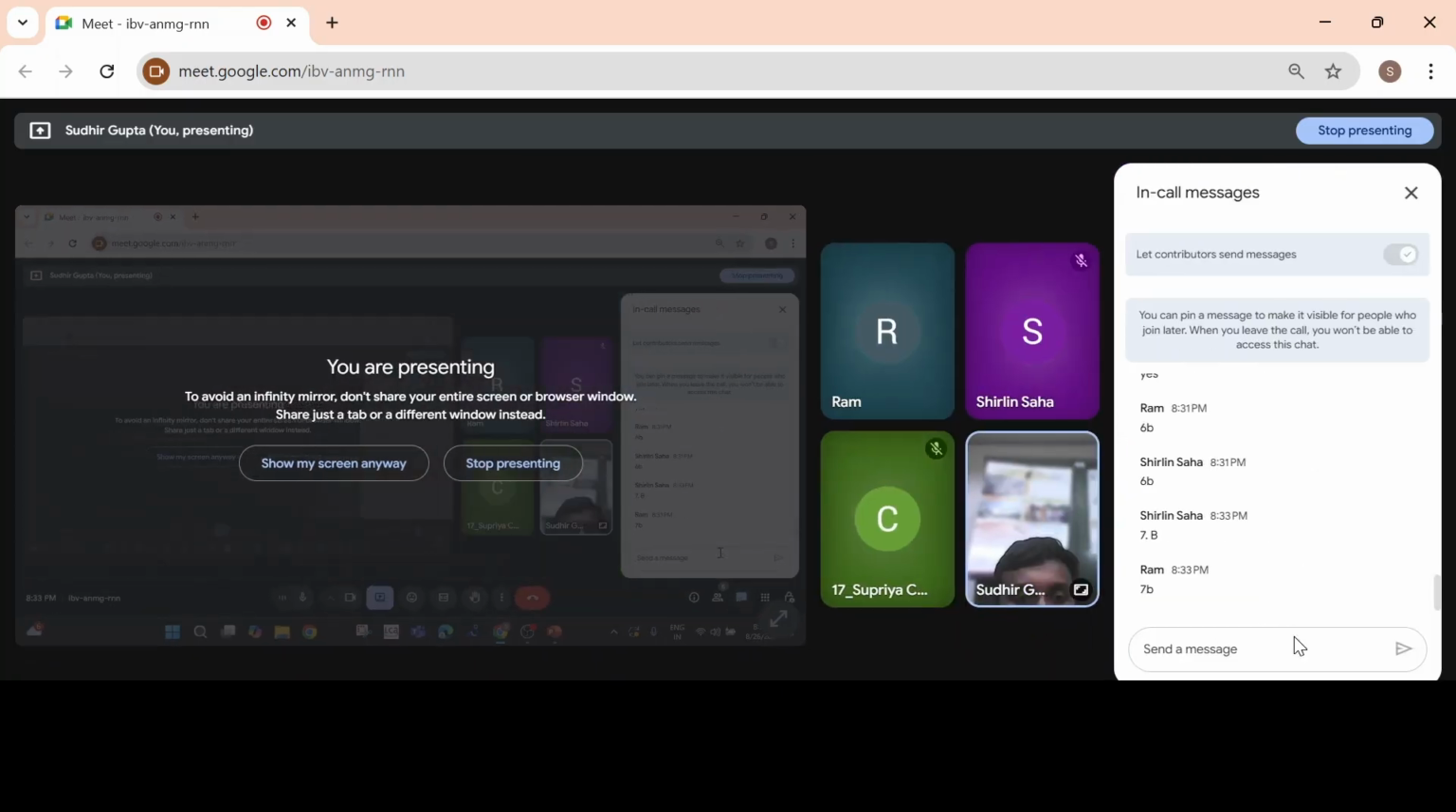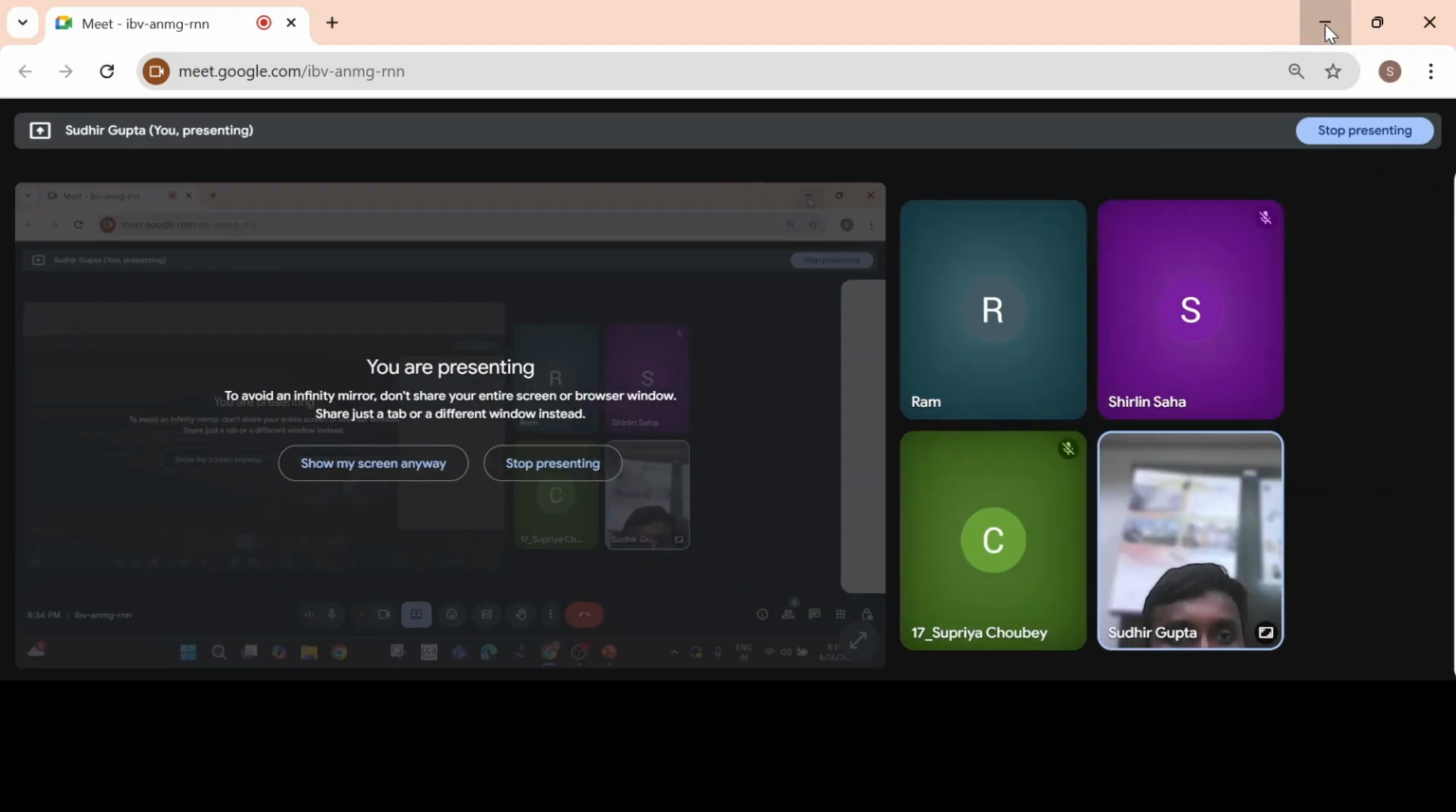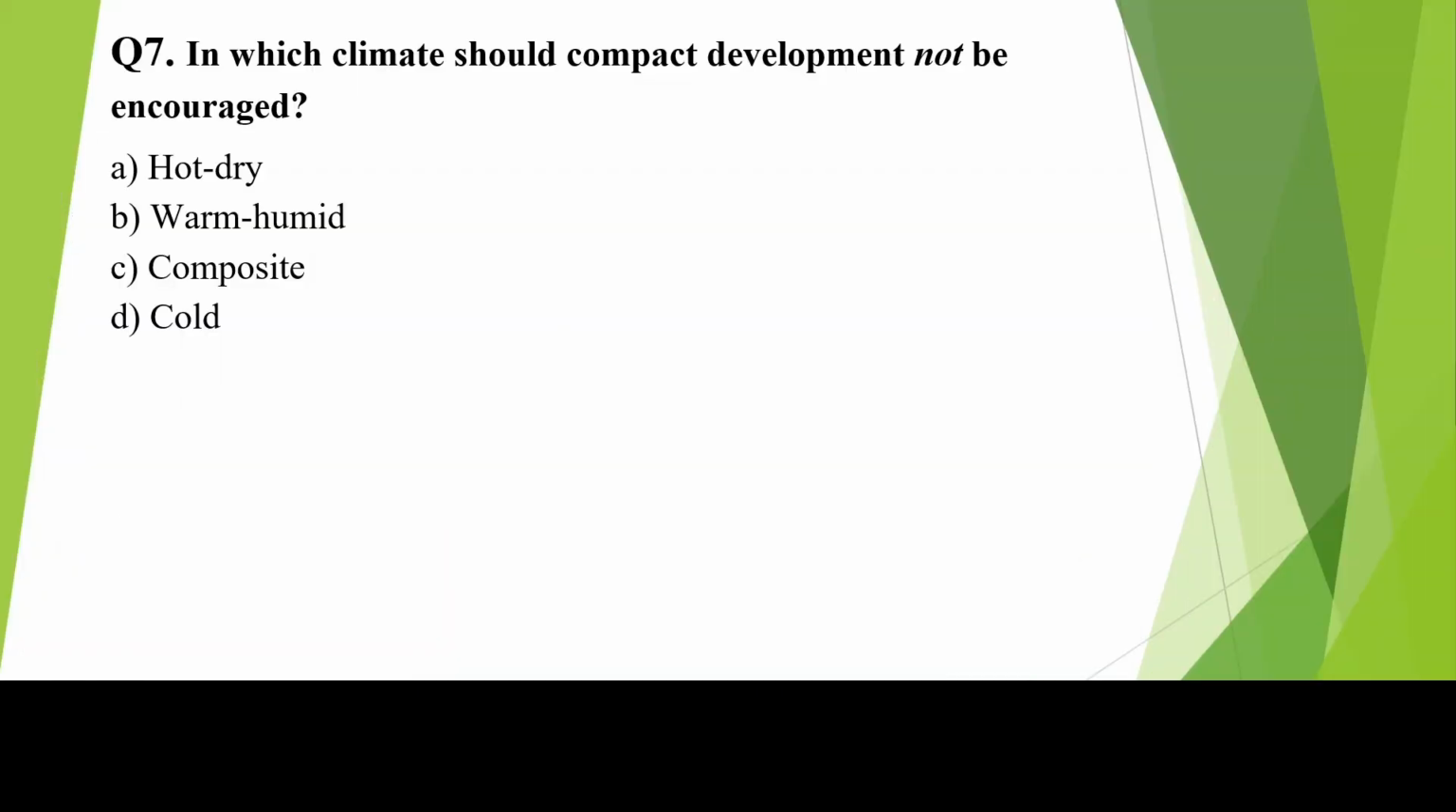So as I can see, 7B has been marked by all of you, and B is the correct answer for your question number 7. Such a question is also asked in your assignment this year, so you can relate it there when you will be performing the assignment, that warm and humid climate requires openness for ventilation, as you all know. So compact layouts block the breezes and worsen the comfort in sticky and humid environments, which is not preferable. That's why compact development is not encouraged in warm and humid climate conditions. I hope it is clear to all of you.